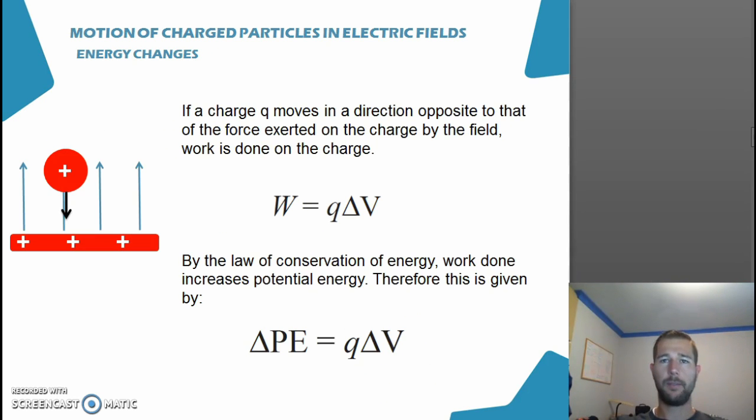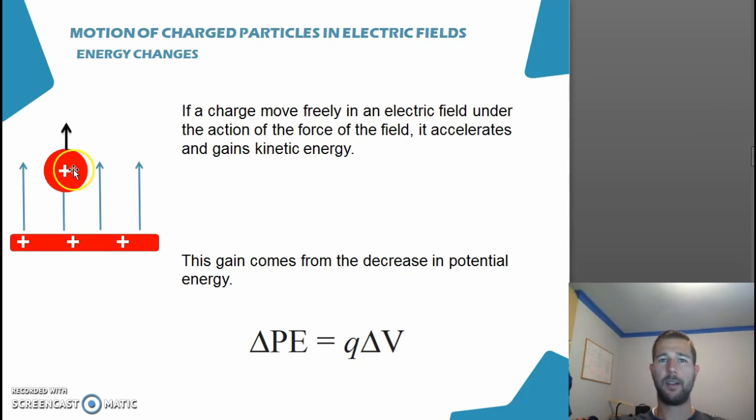If a charge moves in a direction opposite to the force of the field, work is done on the charge. The field in this example is going up, the charge is going down, so it's the opposite direction, meaning work is done. By the law of conservation of energy, the work done increases the potential energy, and this is given by this equation. So the change in potential energy is actually the work done. Again, if the charge moves in the opposite direction, the change in potential energy is equal to the work done. However, this also translates to the kinetic energy.